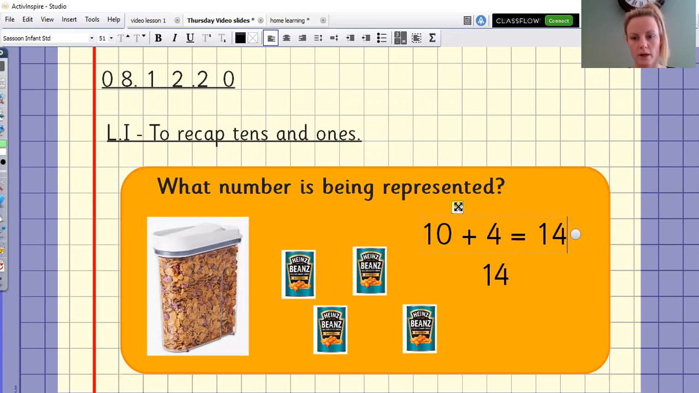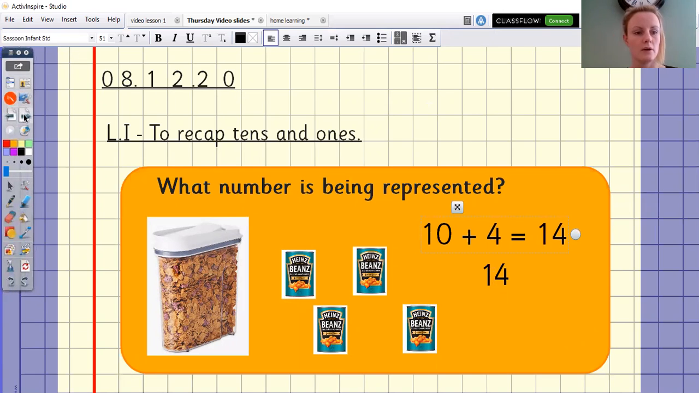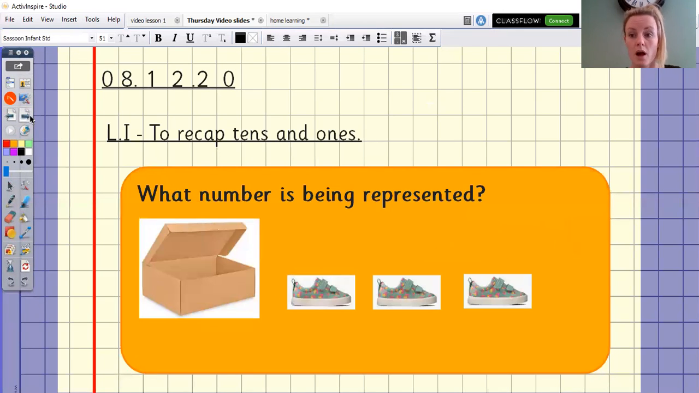So there is another way. You could represent it in your part whole models that we touched upon yesterday, or I think it was the day before. Okay, now I've used a shoebox and some shoes. Have a quick think, count them, press pause, make them with your resources, and make this amount.